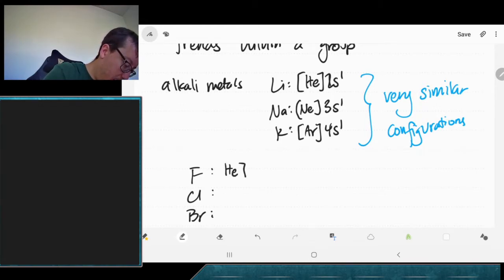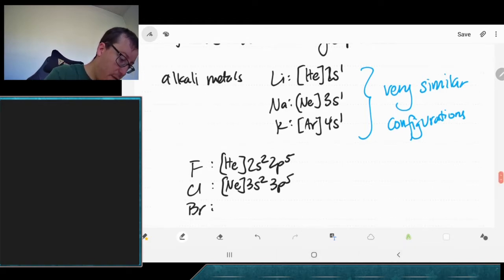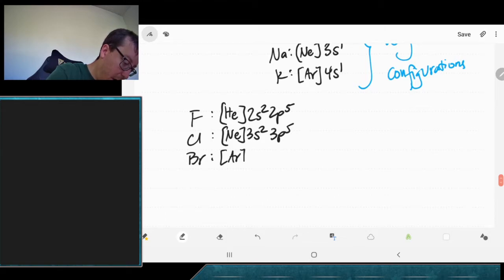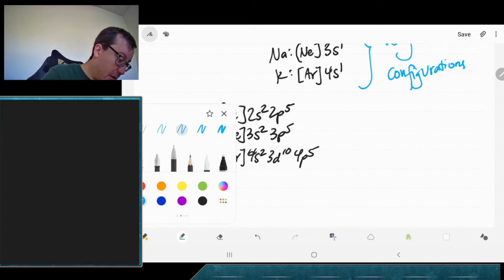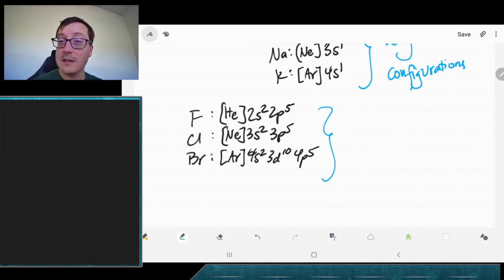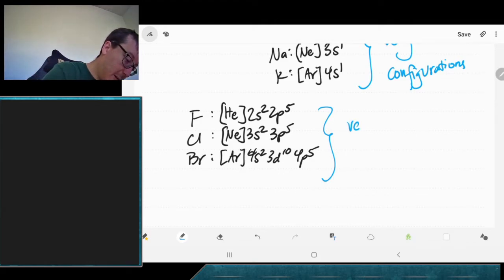Fluorine would be helium 2s2 2p5. Chlorine would have neon 3s2 3p5, and then bromine 4p5. These also have very similar electron configurations, right? Bromine has quite a bit more electrons because it's got some in the D block now, but remember that the D block electrons don't really count because they're core electrons. Most of chemistry happens in valence electrons. So these also have very similar configurations.